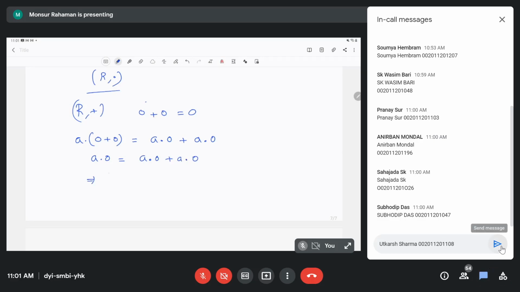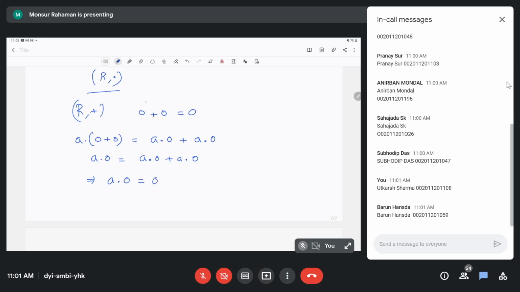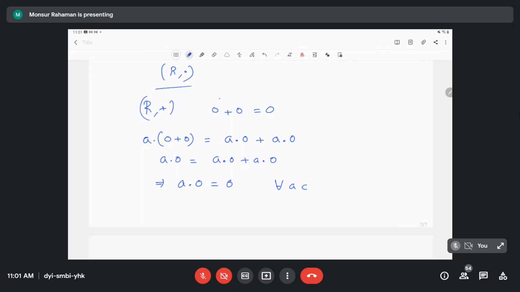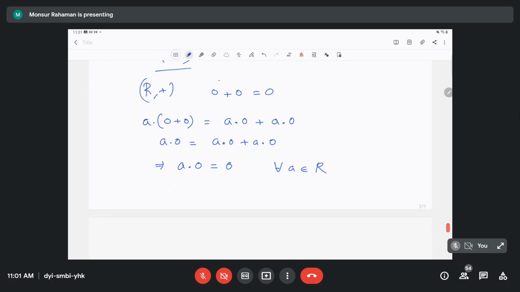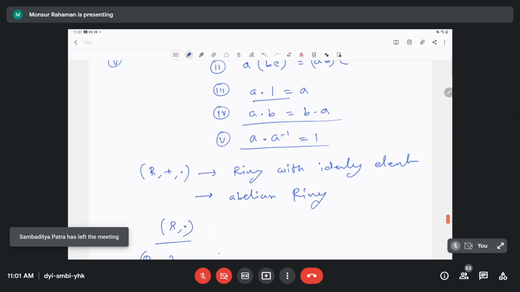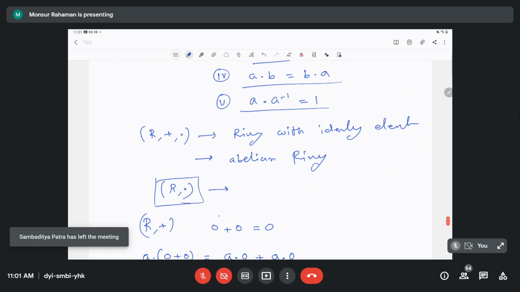So if you cancel out, what do you find? A dot 0 equals 0, for all A belonging to R. So you will not find any element which, multiplied with 0, gives 1. You cannot find any inverse element of 0, so that's why it will never become a group. Maximum what you can do is delete the 0, then you can make it a group.